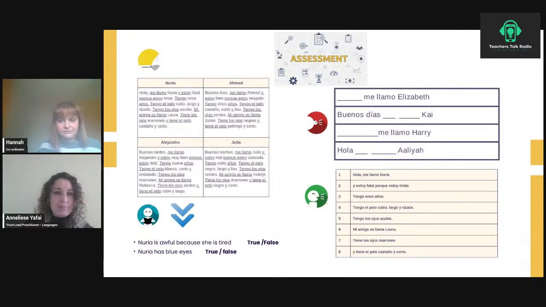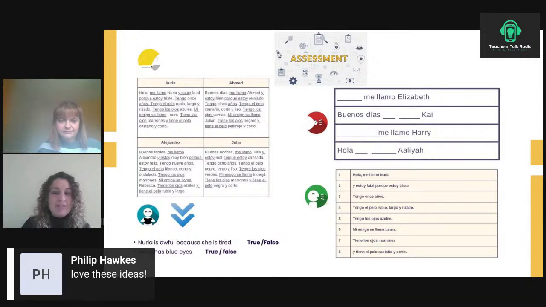So that same box that I showed you with the writing structure becomes "Nuria is awful because she is tired," true or false. You know, that's a reading. Then you would have a listening where the teacher would read out the word that's missing and then they have to write it in. That's a now listening activity. And a speaking is that quick speaking dictation that we spoke about.